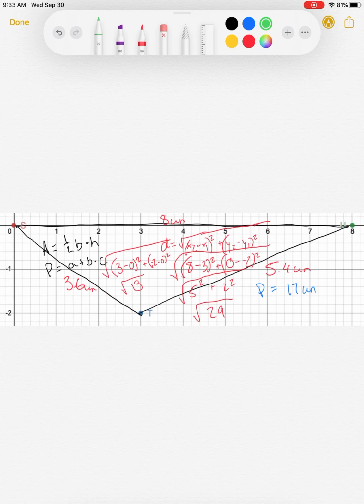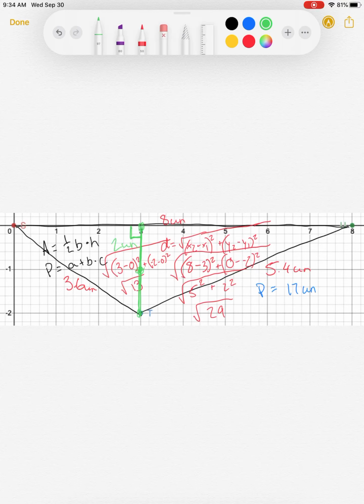Now, my area formula is half the base times the height. I'm going to use 8 as my base, and I'm going to drop in this green line right here to find my height, because it connects at a 90-degree angle with the base, and it's a straight shot up and down, so I can just count it. I can see that it's 2 units long, because 1 unit to there, 2 units up there. So we have 2 boxes there, so it's 2 units long.